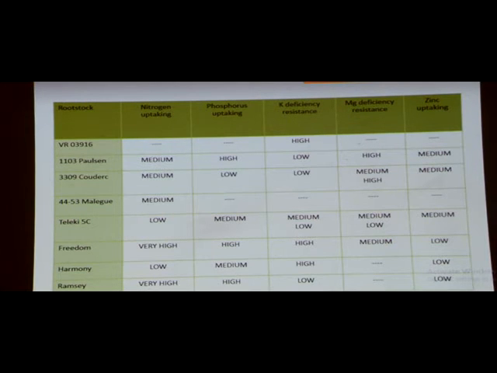So that imbalance needs to be taken care of.